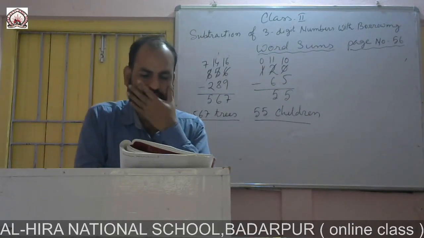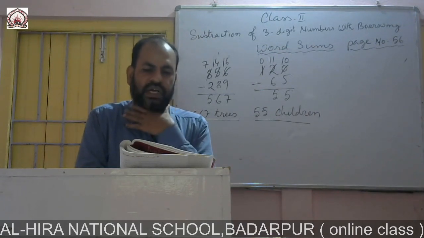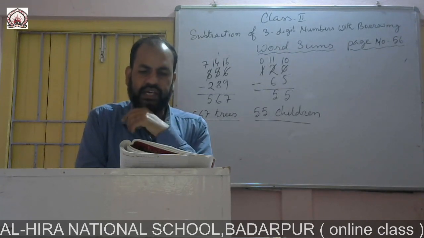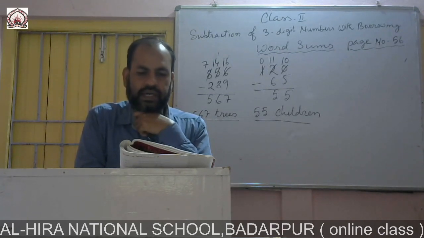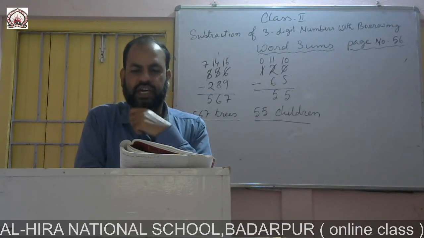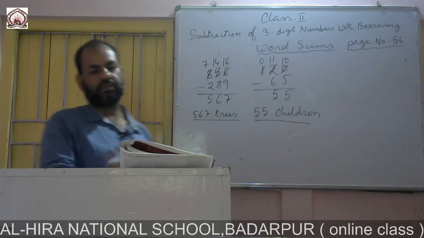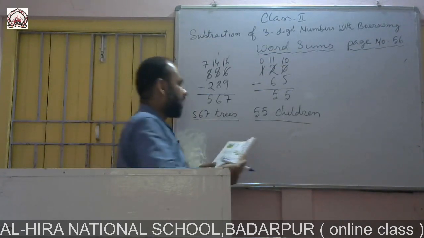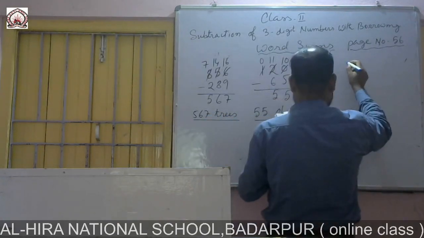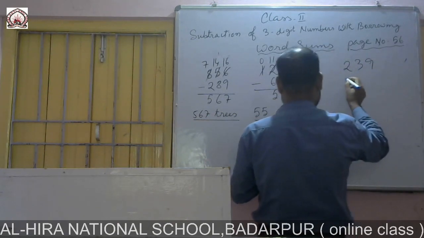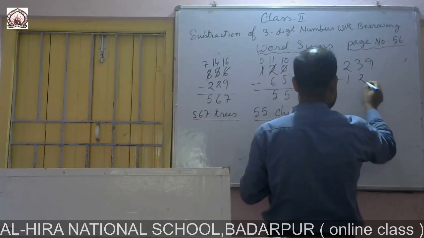Next, Bennu collected 122 shells. Ajit collected 239. How many more shells did Ajit collect? So Ajit collected more and Bennu collected less. That means we do minus. Ajit collected how many? 239, and Bennu collected 122.